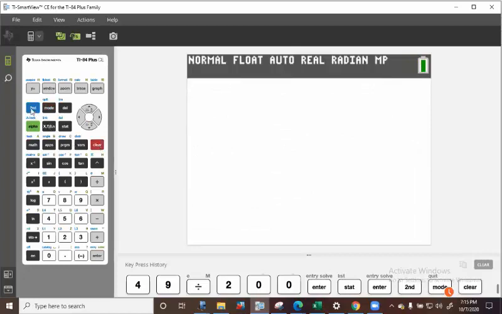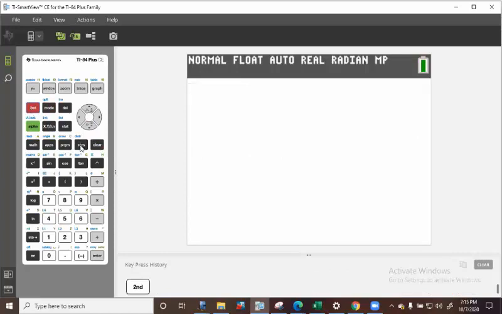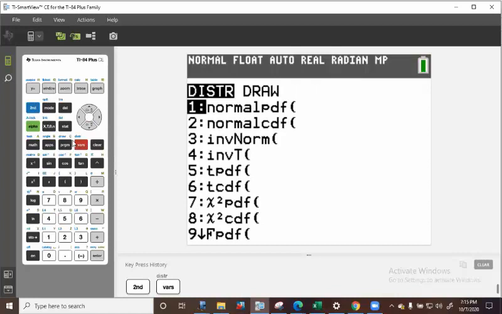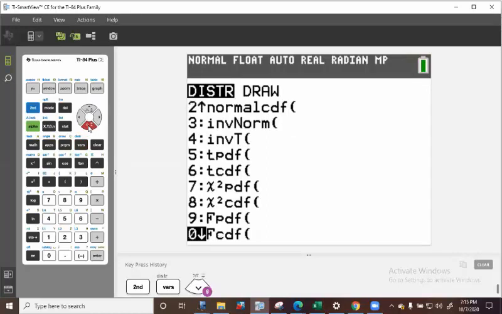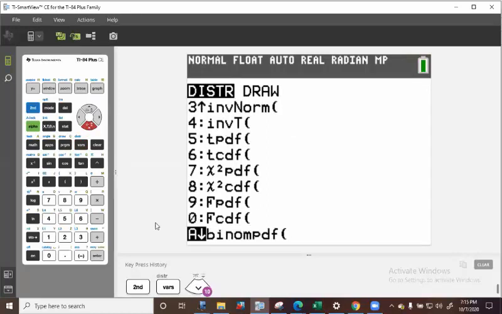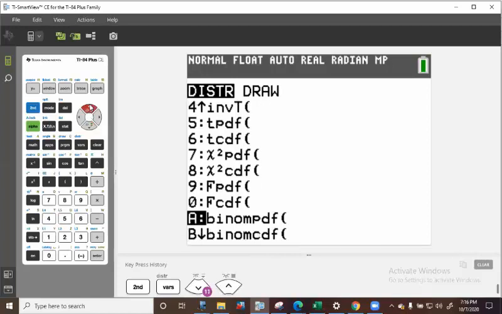I'm going to go second vars. It's bringing up that DISTR. You see the vars is lit up in red. Second vars brings up the DISTR, and you've got to scroll down a ways to get to it. In the older TI-83, it might be 0 instead of A here. That doesn't matter, but you're looking for the one that says binom. I think they added another function in there as they upgraded, not one that we're even going to be using. So yours might be 0, but just make sure it says binom PDF, not the one below it that says CDF. We want binom PDF.